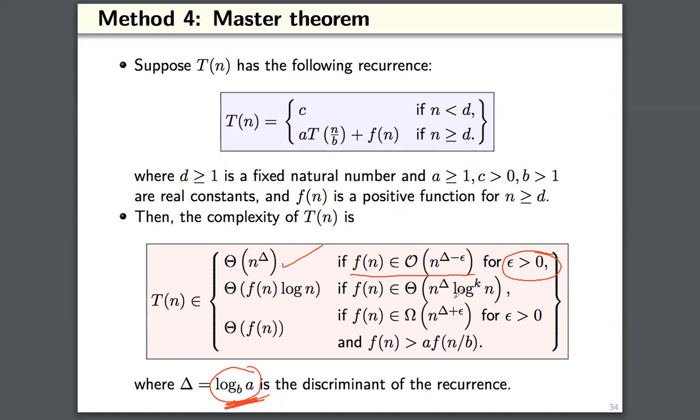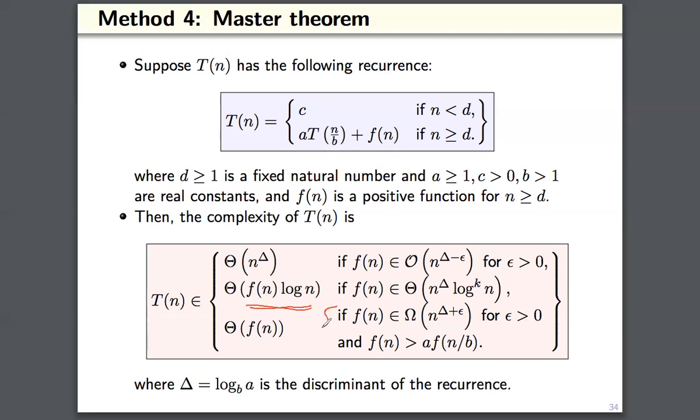If f of n is theta of n power delta times log power k n. So here k is a natural number, right? K can be 1, 2, 3, 4. We might see some examples later. Okay, then T of n is f of n times log n.